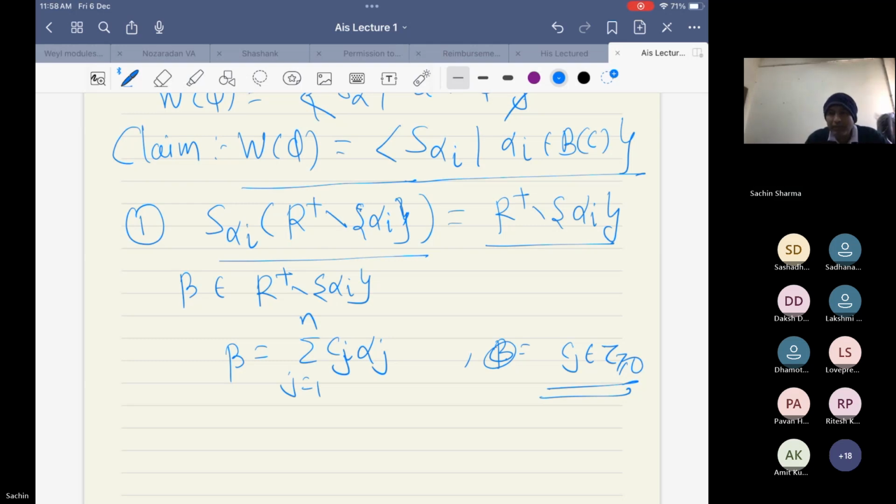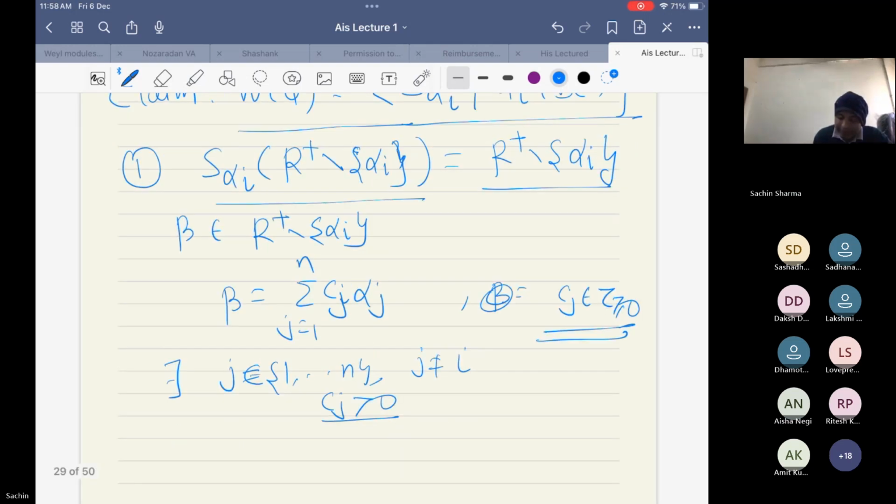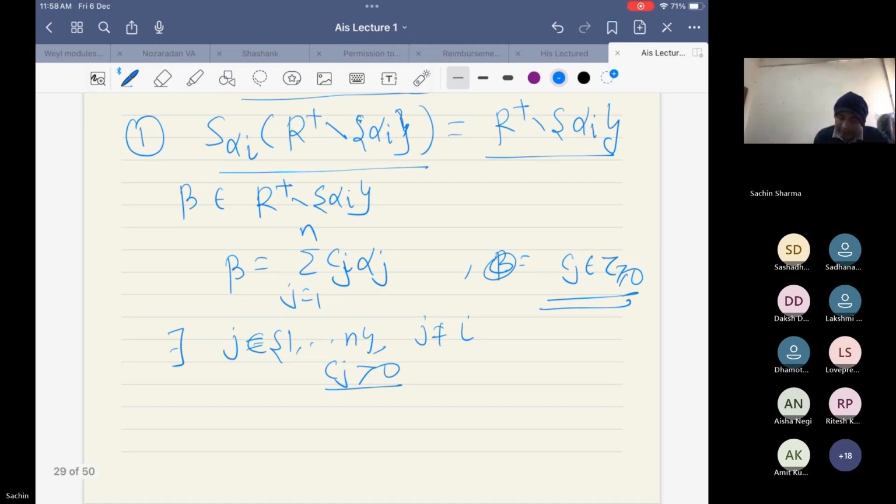For j other than i. Some Cj should be non-zero. Yeah, there exists j belongs to 1 to n such that j is not equal to i and Cj is strictly greater than 0. Right? Agreed? Yeah. Not only non-zero, because these are all positive Z linear combinations. Okay. So Cj should be strictly greater than 0.